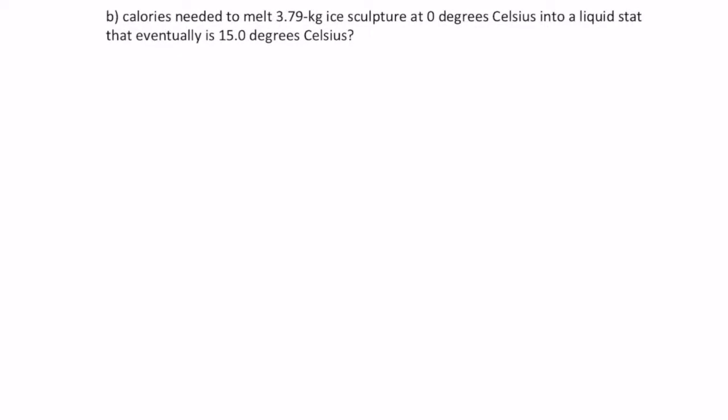So for B, calories needed to melt a 3.79 kilogram ice sculpture at 0 degrees Celsius into a liquid state that eventually is 15 degrees Celsius. So ask yourself, what's going on here? The question is asking us what is going to happen when this sculpture starts to melt. So we should already know that heat is being absorbed to do what? To make that sculpture melt into water. So circle everything that you need like I just did.